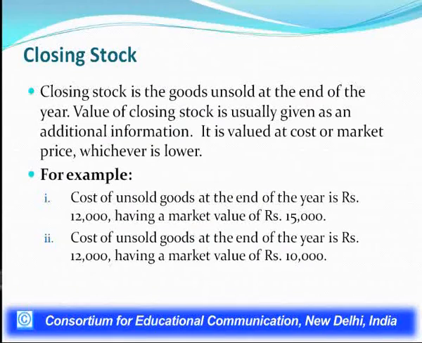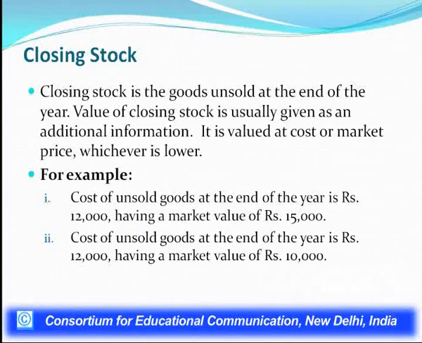For example, cost of unsold goods at the end of the year is rupees 12,000, having a market value of 15,000. So in this first example, the cost is 12,000, market value is 15,000. So lower of the two is cost. So the closing stock shall be recorded at the cost price, that is rupees 12,000.